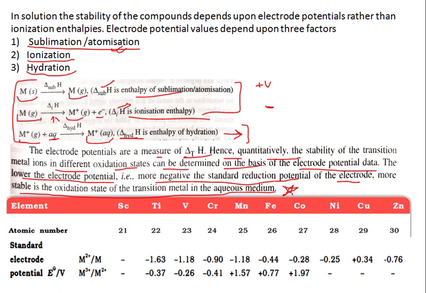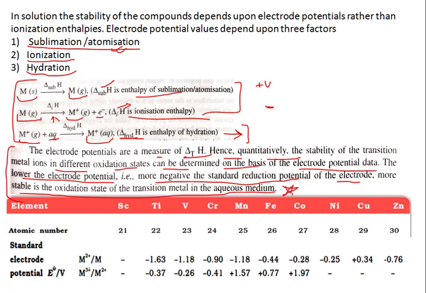Okay, is it clear? Just go through this once again. This topic is very important. So the final conclusion is that the more stable the oxidation state of a transition element in its aqueous medium, the more negative the reduction potential values are. On the basis of the above data, a table is given for transition elements which shows standard reduction potential values. Analyze this carefully.